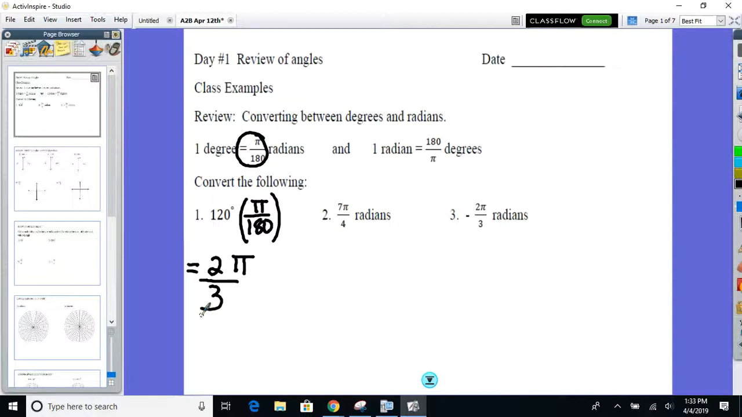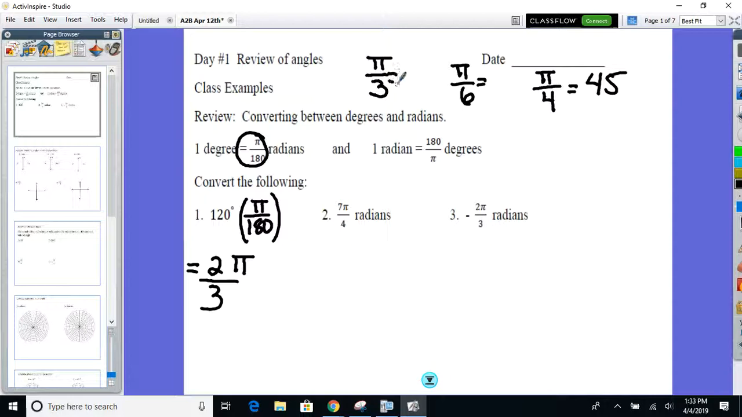7 pi over 4 in degrees. Whoa! No, no. I am not going to multiply by 180 over pi. You can if you want. You're better than that. Dig deep. Anybody remember the quick ones here from back in the day? Pi over 3, pi over 6, pi over 4. Yeah, here we go. Finish.